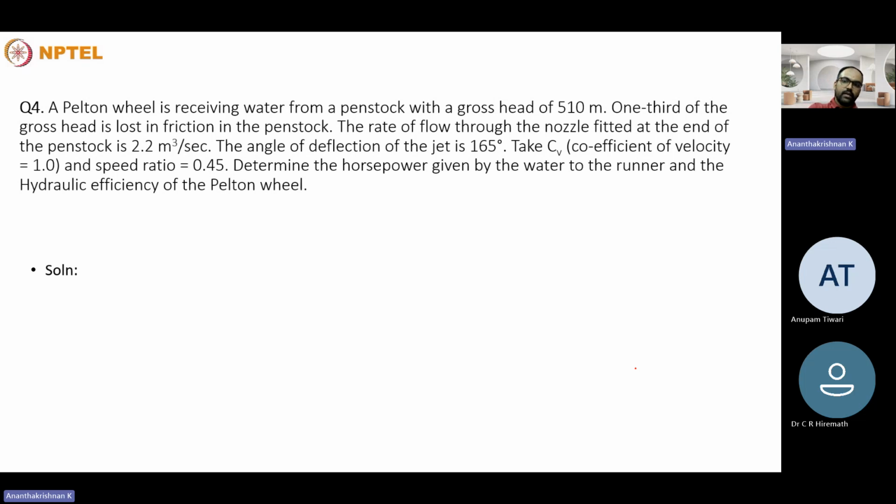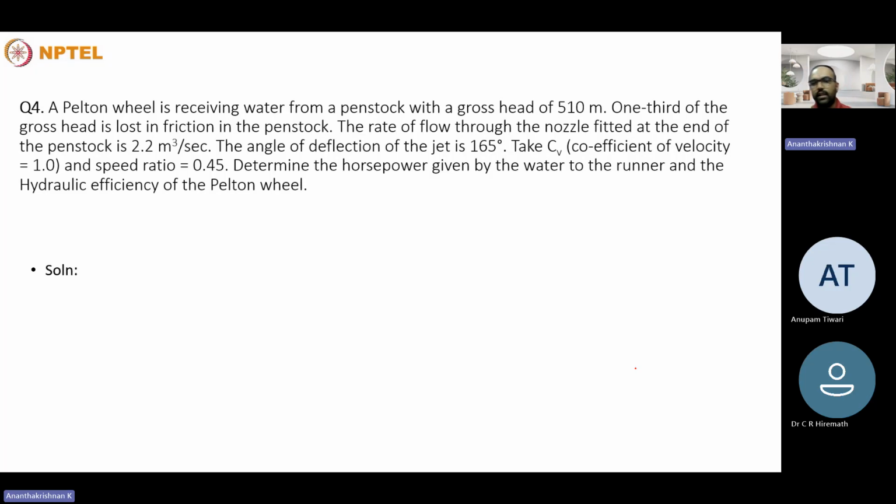Look into another numerical. It's slightly more tricky. I'll read through it. A Pelton wheel is receiving water from a penstock with a gross head of 510 meters. One third of the gross head is lost in friction in the penstock. The rate of flow through the nozzle fitted at the end of the penstock is 2.2 meter cube per second. The angle of deflection of the jet is 165 degrees. Take CV, coefficient of velocity, as 1, and the speed ratio of 0.45. Determine the horsepower given by the water to the runner and the hydraulic efficiency of the Pelton wheel.